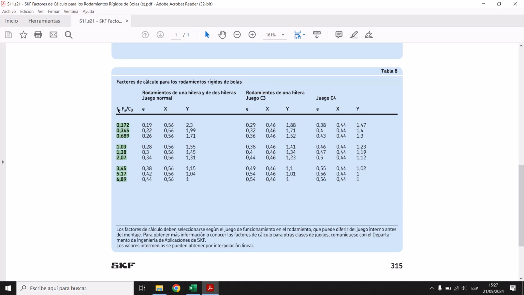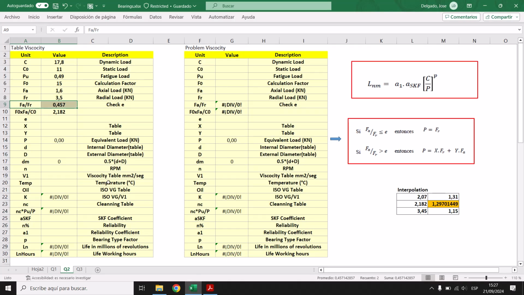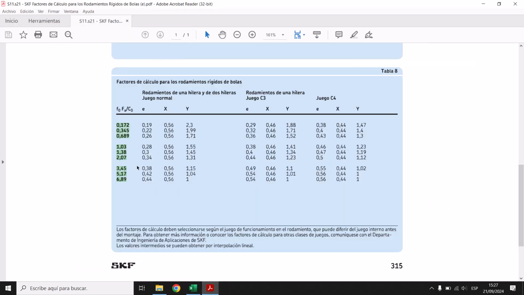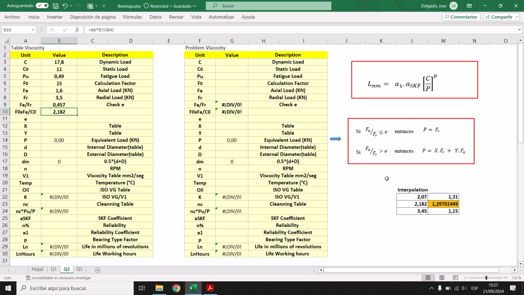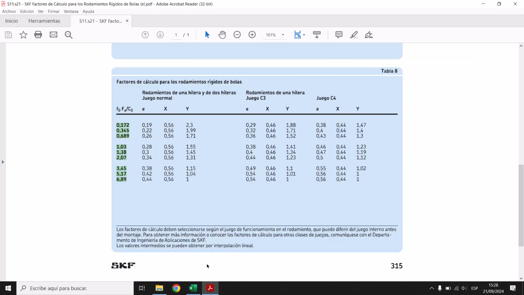Here, that's the reason why I told you we are going to need this information. As you can see, we have 2.182. So we are in this range. We should make an interpolation for this. For x, it's not needed because it's the same. And for y, yes, we are going to need it. So it's 2.07 and 3.45.